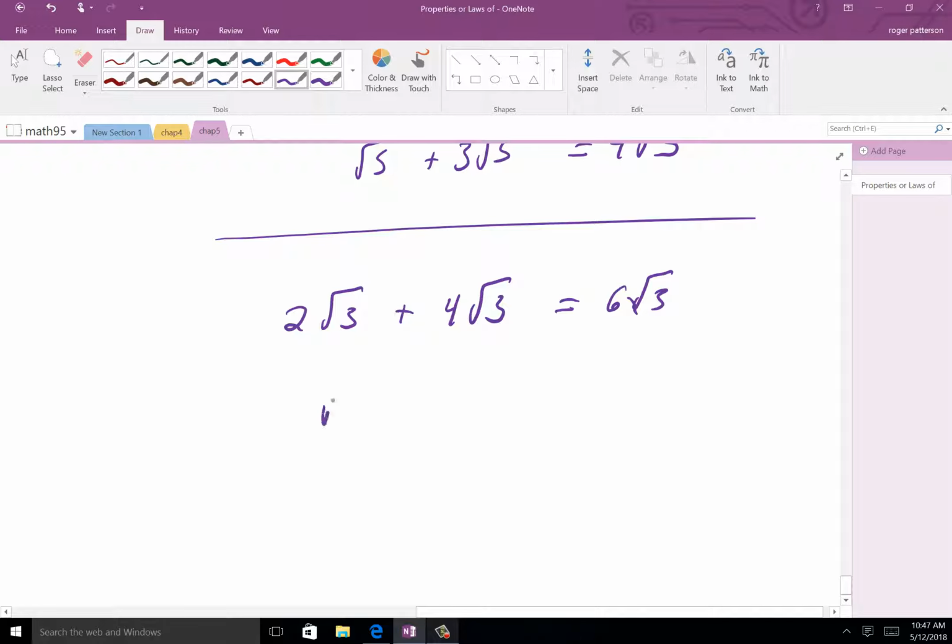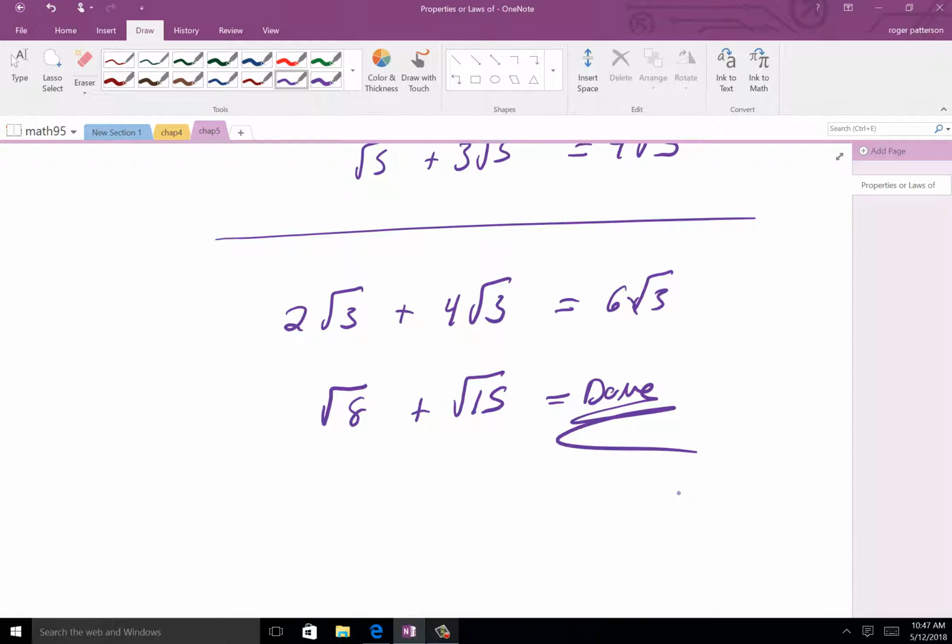So if we have a square root of 8 plus a square root of 15, I can't do anything with that. They're not the same, so we can't add them. It's done. Can't do anything more with it.